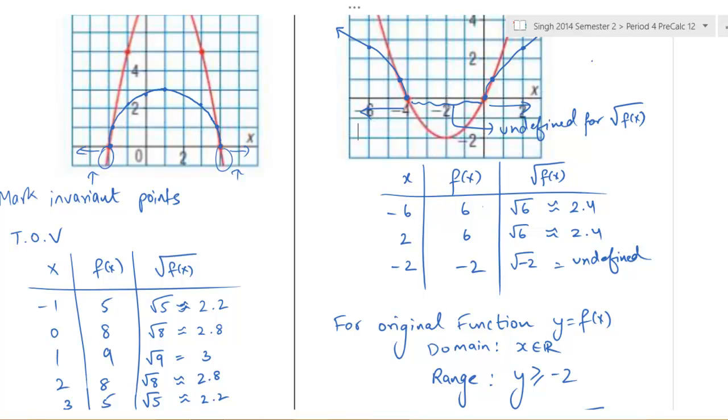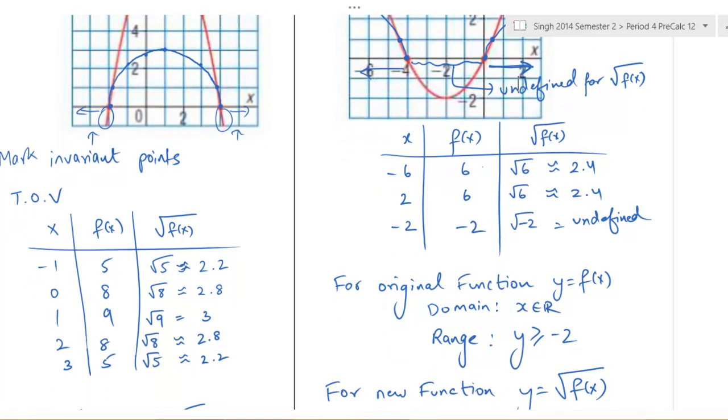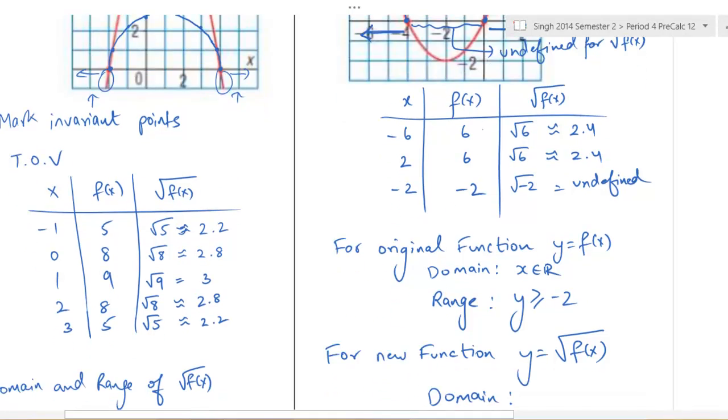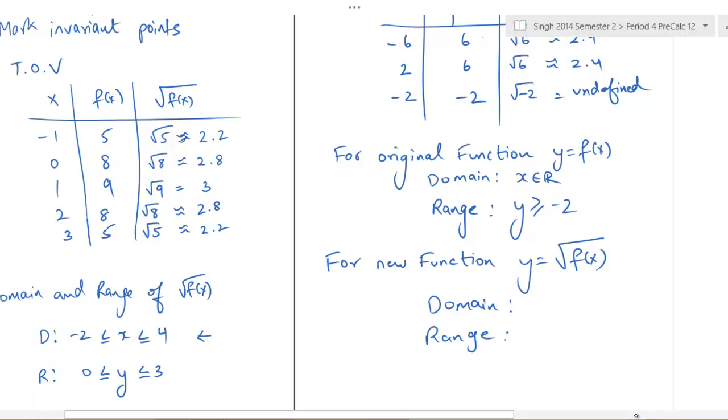For our new transformed function, which is square root of f of x, our domain is going to be all values bigger than that number, so all values bigger than 0, and all values less than that number, so all values less than -4. So when I write that out, my new domain is going to be x is bigger than or equal to 0 and x is less than or equal to -4. It's a piecewise function.